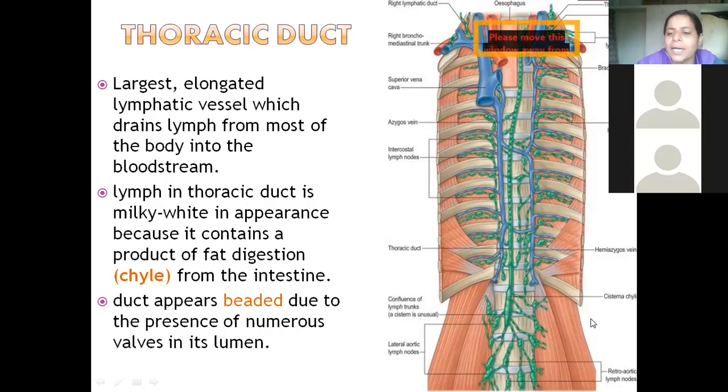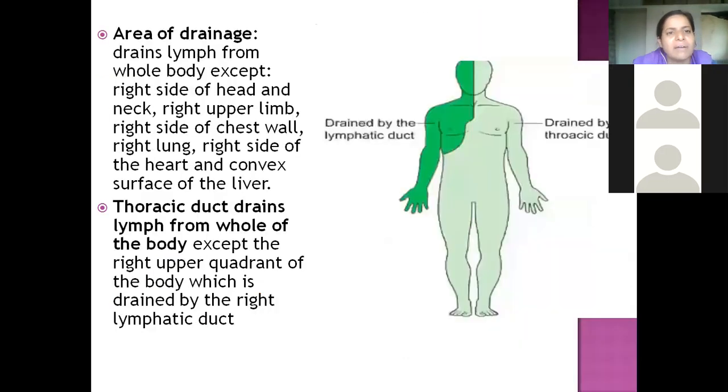So this elongated lymphatic sac will be collecting lymph from the intestines, which contains end products of fat digestion, which gives an appearance of white color. Hence lymph is milky white in appearance. The duct appears beaded because it has so many valves, more than what we find in the blood vessels.